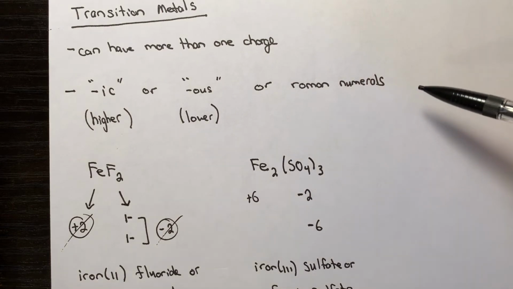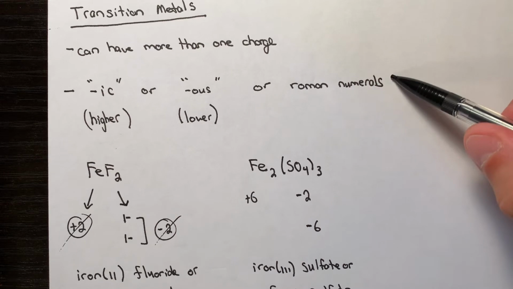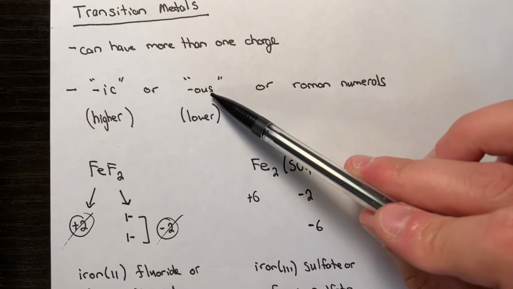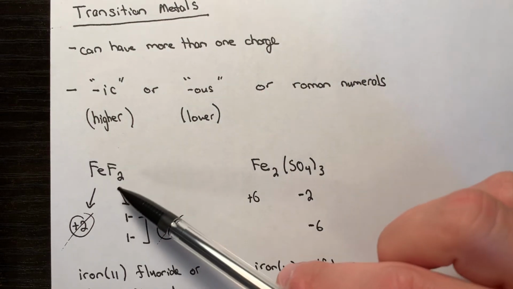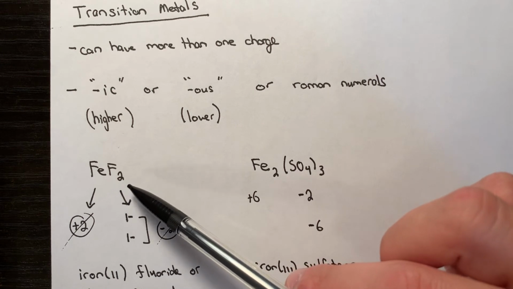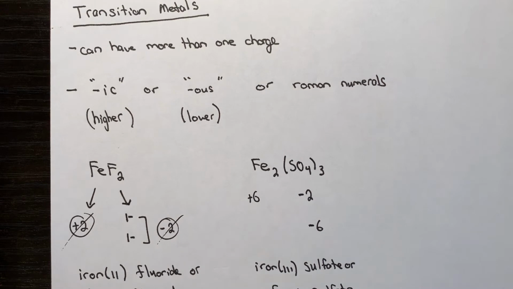Or we simply use the stock name, which employs Roman numerals. And it's this Roman numeral name that's actually a lot more popular in scientific literature these days, although the classical or Latin name is still used on occasion. Okay. So if we're given a formula, say FeF2, and we're tasked with naming this thing, we've got to figure out what type of iron we have on hand.